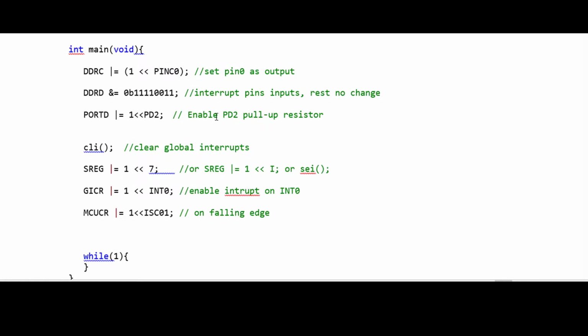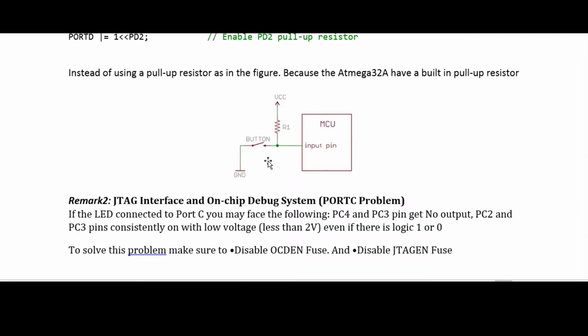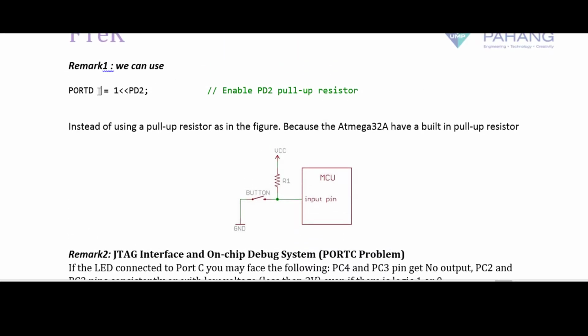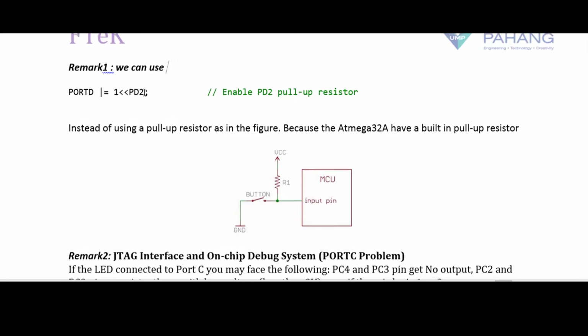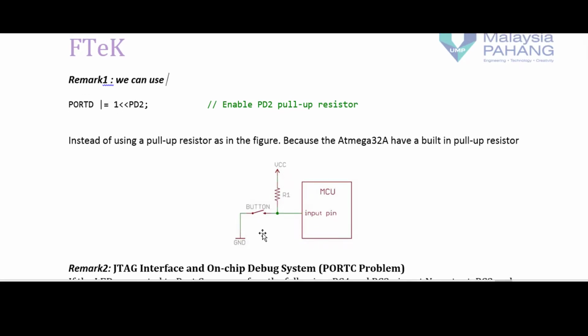Now this is the PD2 pull-up resistor. You remember, here I made it a remark, this actually can be replaced with programming the pull-up resistor. If we write like this, we give 1 to port D pin 2, that means it will always be 1. When I push the button, it will change. So no need to make this circuit if I write like this. This is called pull-up resistor using the program. So instead of using a pull-up resistor as in this figure, the Atmega has what is called a built-in pull-up resistor. So this code will replace this circuit.